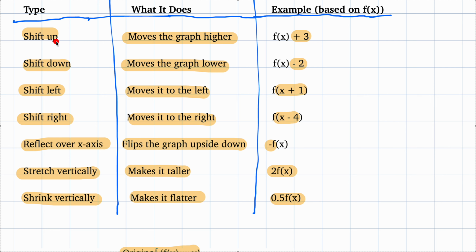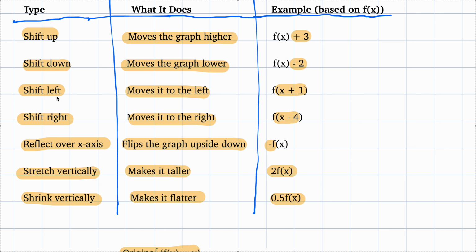Shifting a function up obviously moves the graph higher, and we add a positive value outside of the function's input. We add it to the output. And if we're shifting down, we're moving the graph lower, so we add a negative value, or subtract a positive value for that matter, from the output.